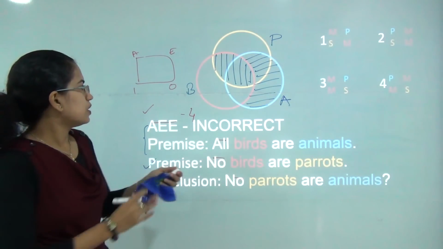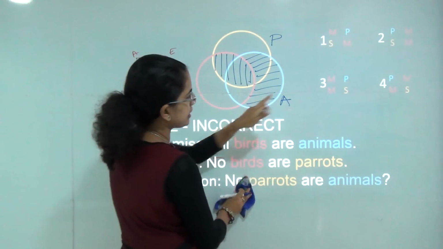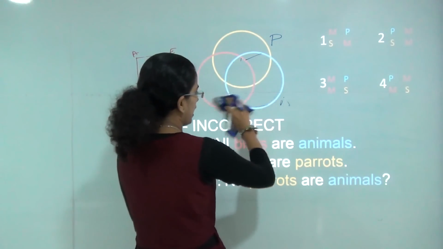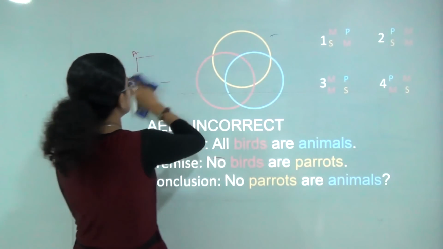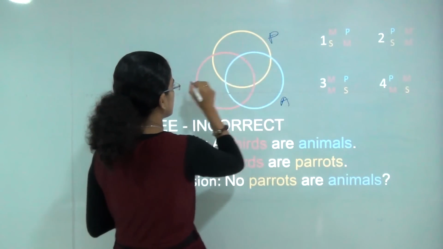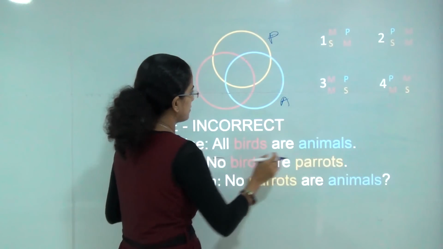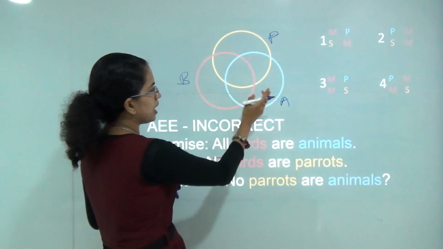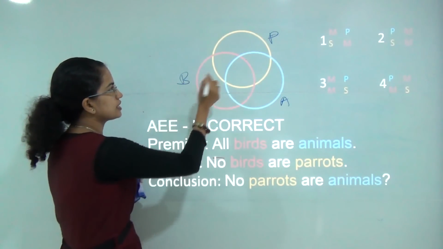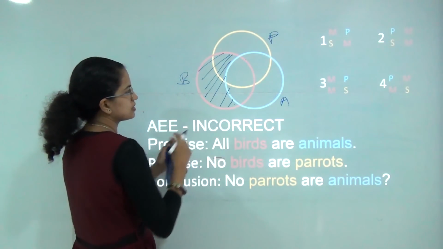Now let's do another case of AEE. So this is AEE case 3. Now here I have all birds are animals. So again you have animals, parrots and birds. I say all birds are animals. So all the birds are animals, that means all the birds are lying in this region. So outside this region there would be nothing. So I am marking this out.